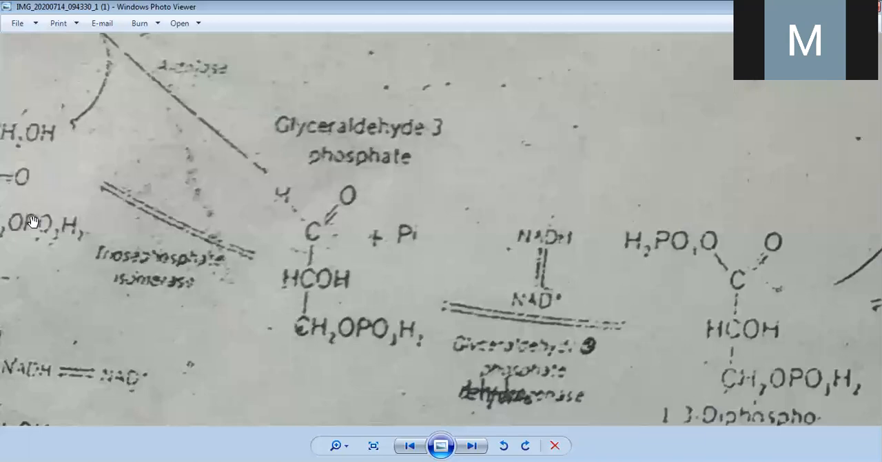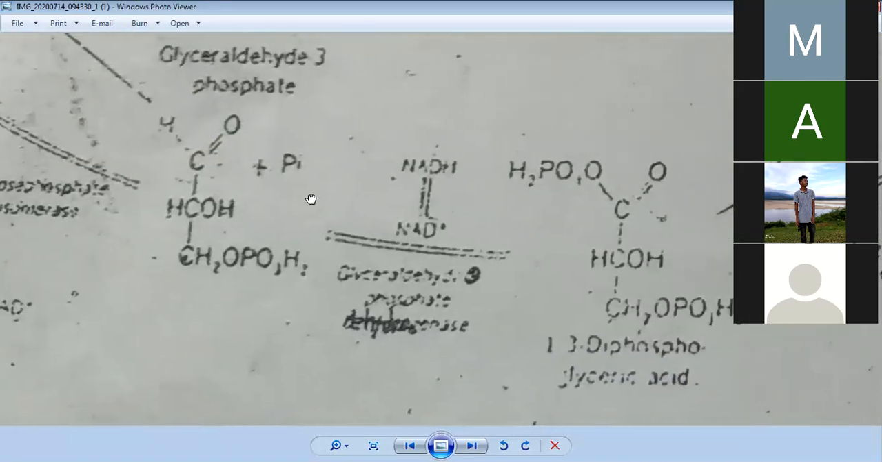So what will be the name of the enzyme? Aldolase. Good. Then this keto sugar will be converted again into the aldo sugar. What will be the enzyme? Isomerase. So this is 3 carbons, so this is triose phosphate isomerase. Then this will be converted into glyceraldehyde 3-phosphate. So how many reactions did we find? 4. Now this will be reaction number 5.